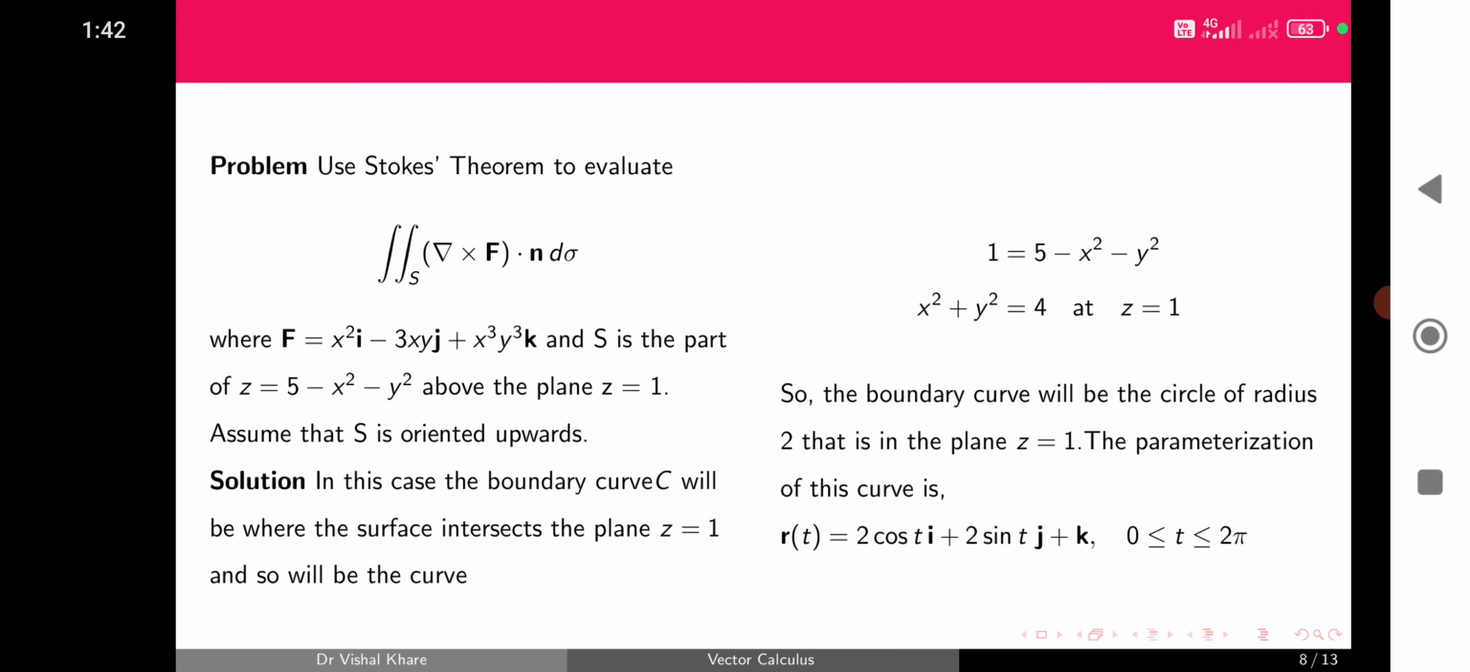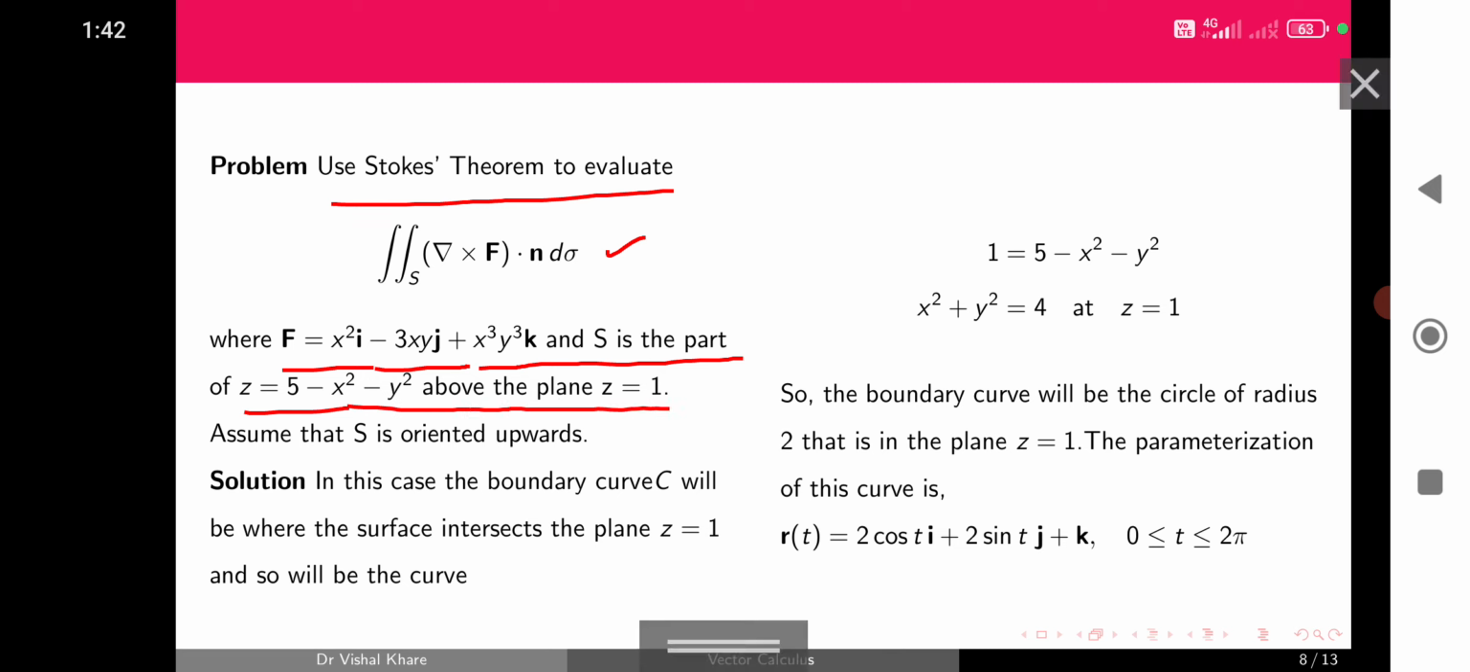Next example, use Stokes' theorem to evaluate the double integral of del cross F dot n dS, where F is equal to x squared i minus 3xy j plus x cubed y cubed k, and S is the part of z equal to 5 minus x squared minus y squared above the plane z equal to 1. Assume that S is oriented upward.